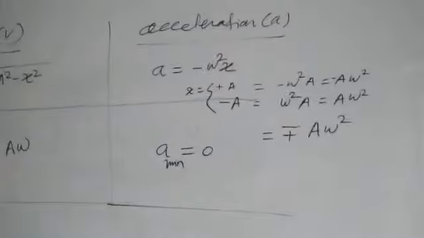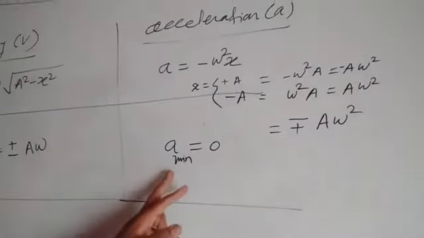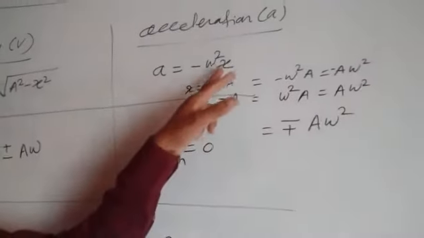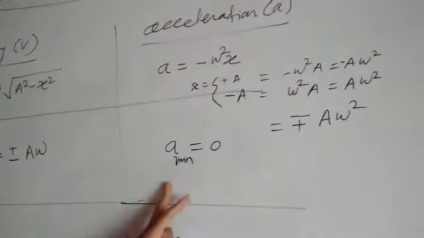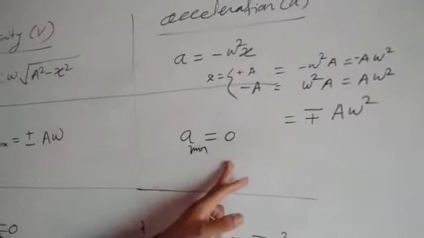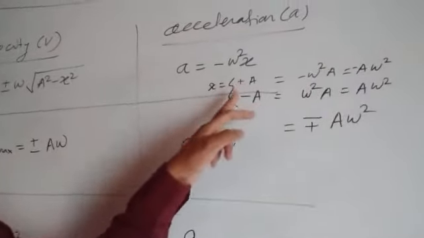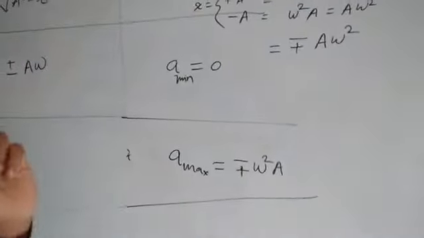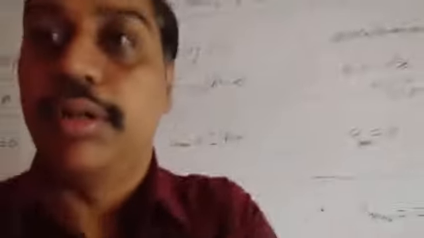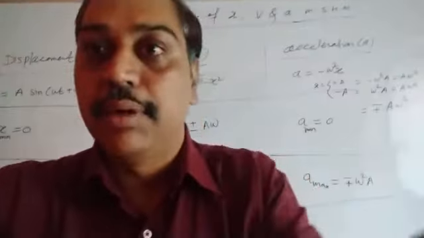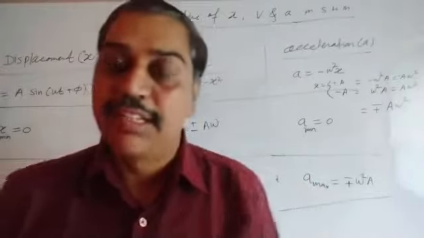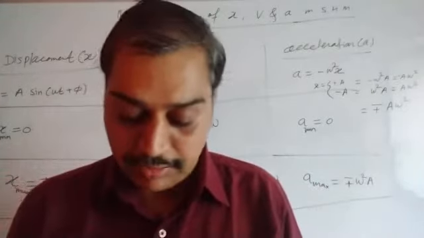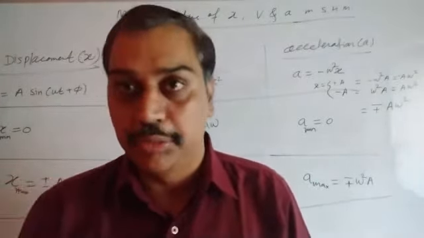Similarly, we have done the acceleration. At mean position, displacement is 0. Put x equal to 0, we get acceleration is minimum. At extreme position, x equal to plus a, minus a. If you put it, the acceleration comes to be minus plus a omega square, that we have written here. So these are nothing but what we have seen, the maximum and minimum values of displacement, acceleration and velocity at mean and extreme position.